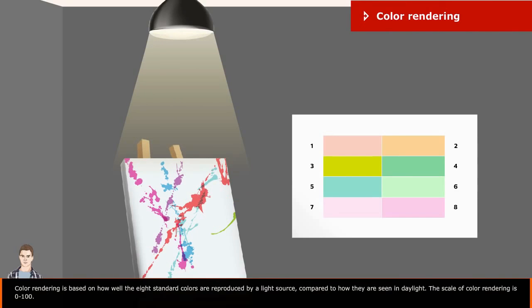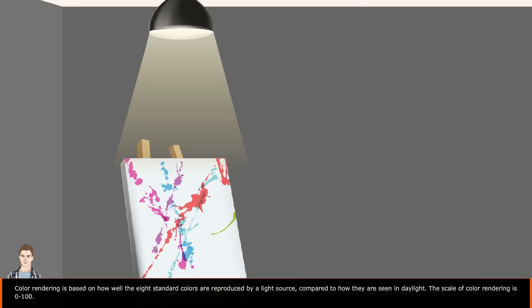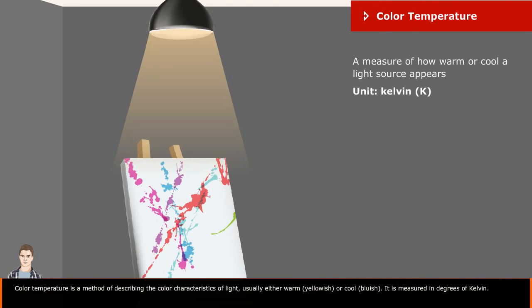Color rendering is based on how well the 8 standard colors are reproduced by a light source compared to how they are seen in daylight. The scale of color rendering is 0 to 100. Color temperature is a method of describing the color characteristics of light, usually either warm, yellowish, or cool, bluish. It is measured in degrees of Kelvin. Cooler colors are associated with freshness and vitality, while warmer colors are more restful and social.